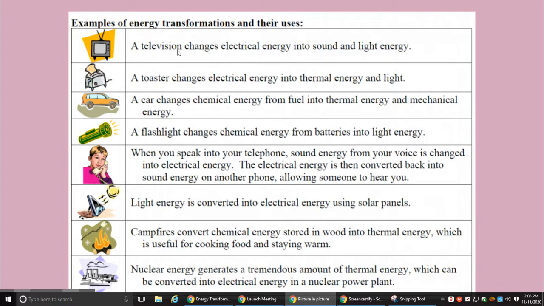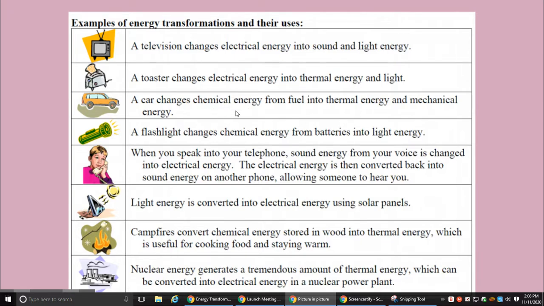Pay attention. A TV changes electrical energy into sound energy and light energy. Remember, anything you plug in involves electrical energy. Then we get the sound from the TV, and then light is given off from the TV. A toaster changes electrical energy into thermal energy, which is heat energy, and light.